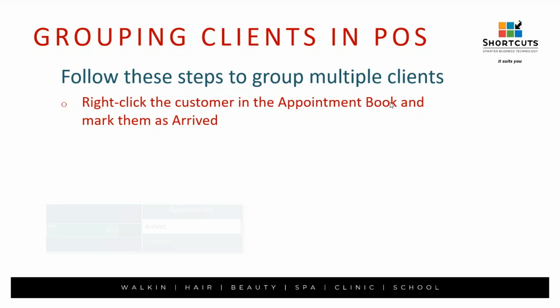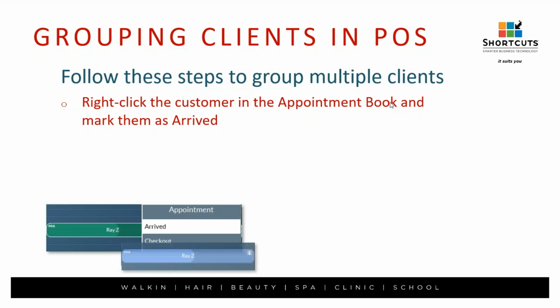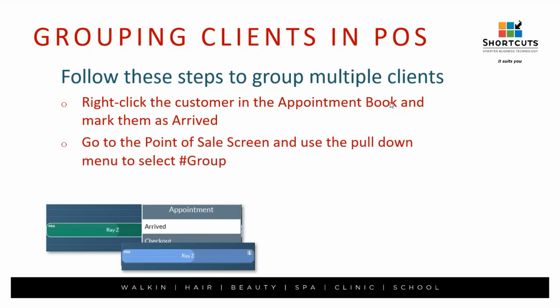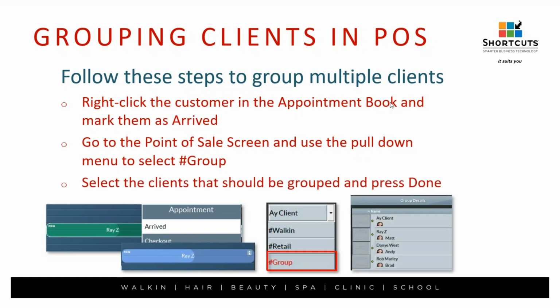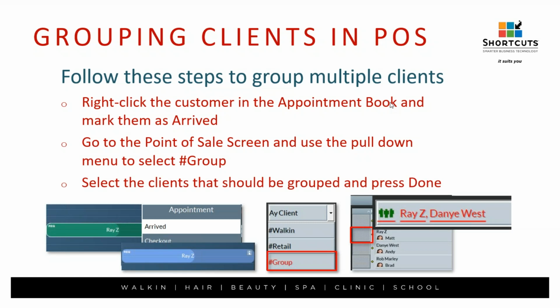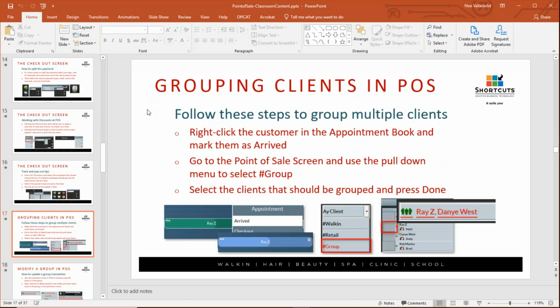Grouping customers in the point of sale. So it's very easy to group clients together. The easiest way that I found is actually, if you're using the appointment book, always mark every member of a group as arrived. Shortcuts will not let you check out a group in the appointment book if not every member of the party is in. So make sure you arrive them first by pressing right click, and then you can check them out as a group. So to check out an actual group, let's actually do that in our demo environment.